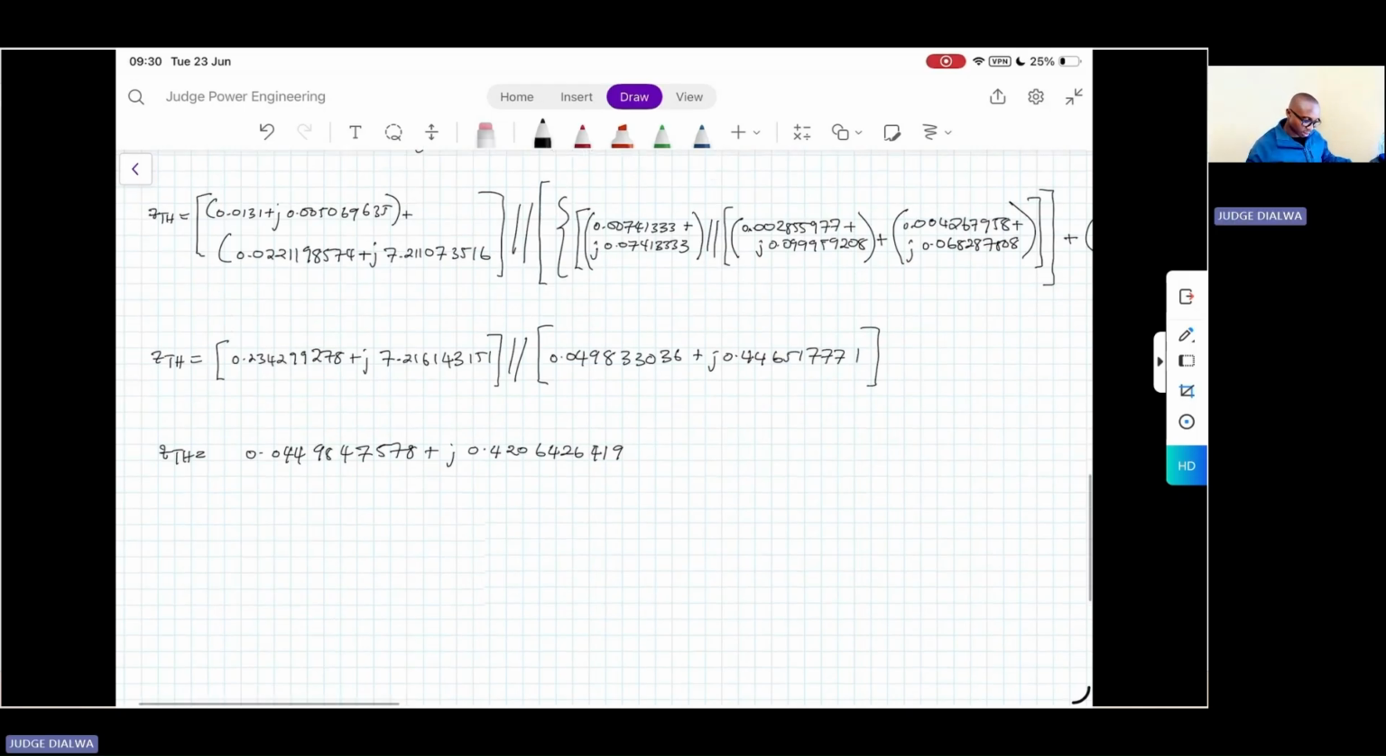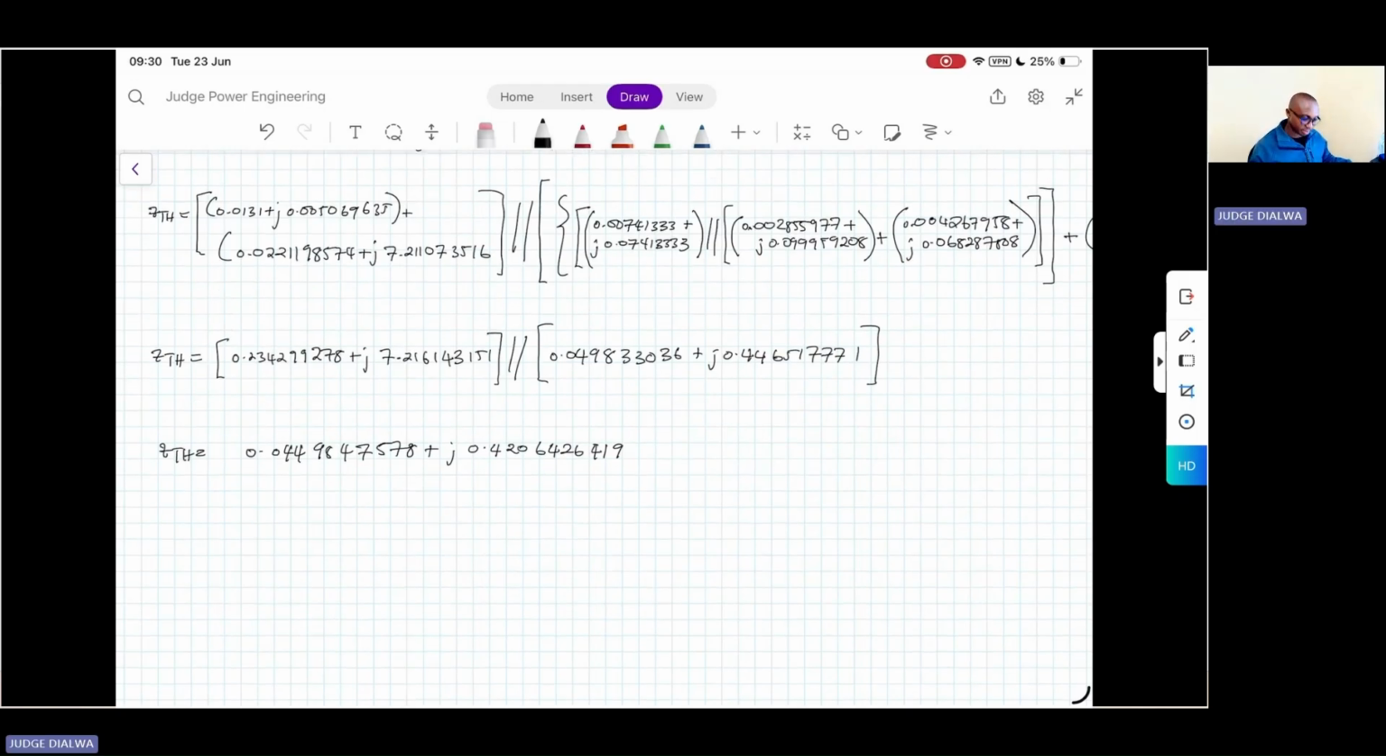Now in polar form, for us to get the magnitude of our impedance, that is 0.423041203 angle 83.89 degrees. Okay.